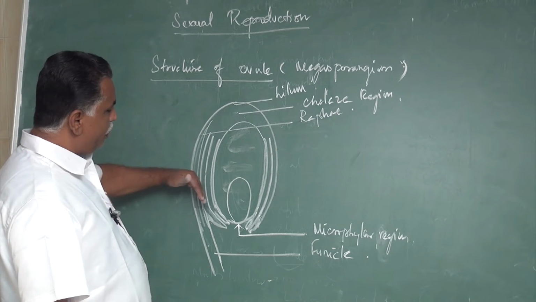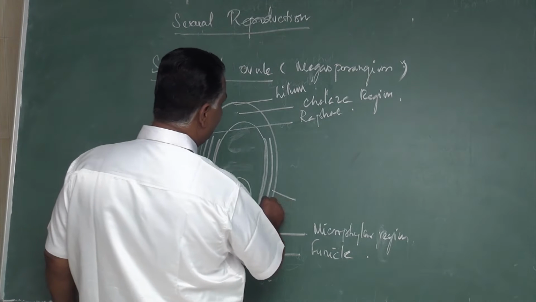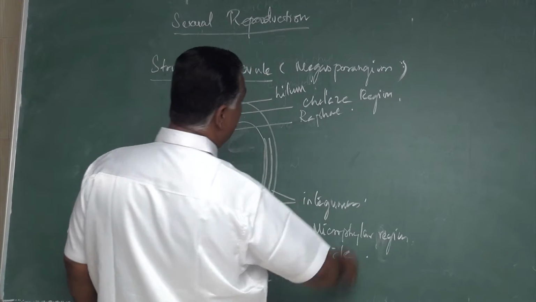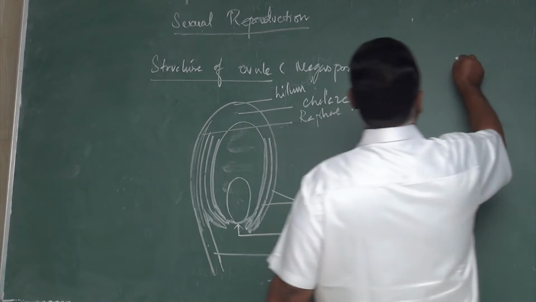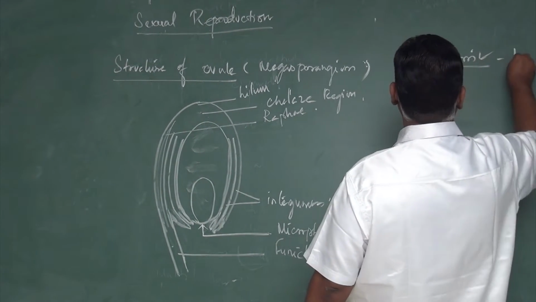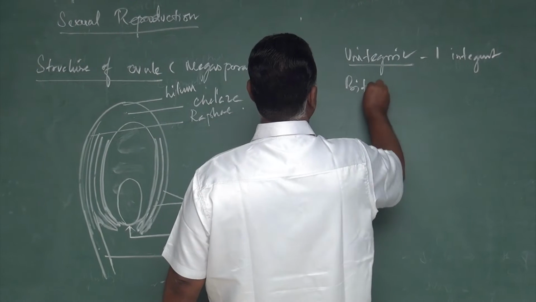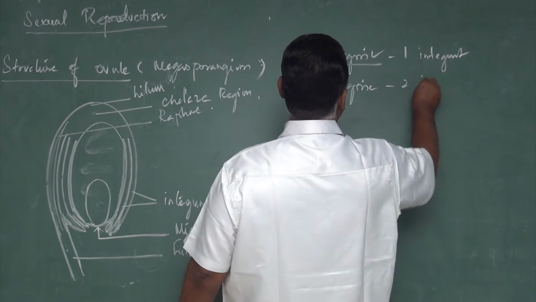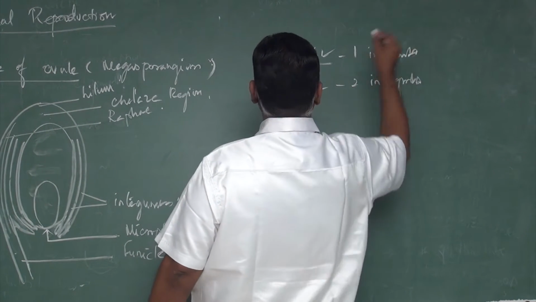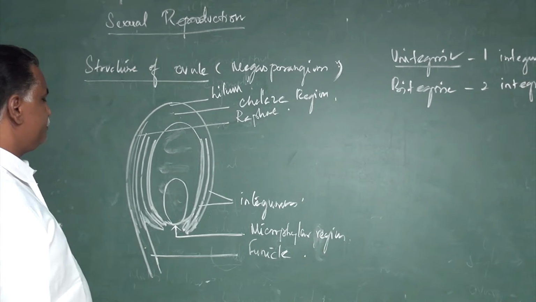Now, based on the number of integuments present, there may be only one integument. These are integuments. An ovule can be named unitegmic, which means it has only one integument, or bitegmic, which means it has two integuments. So this may be unitegmic or bitegmic.